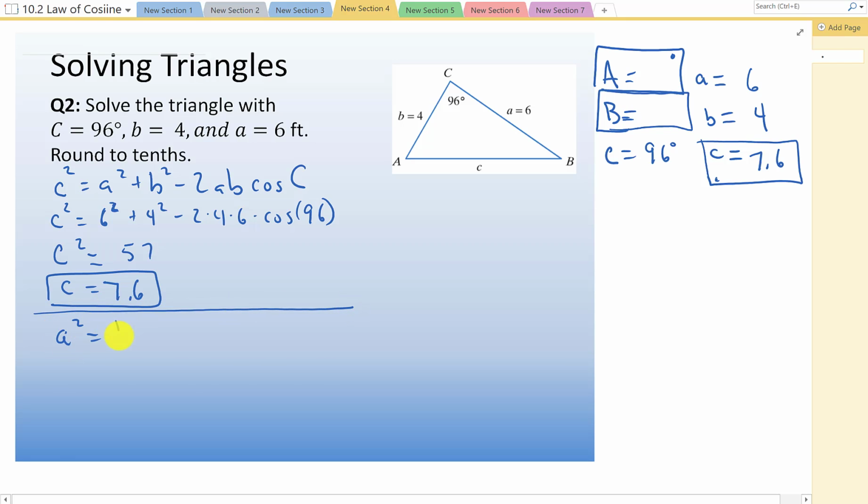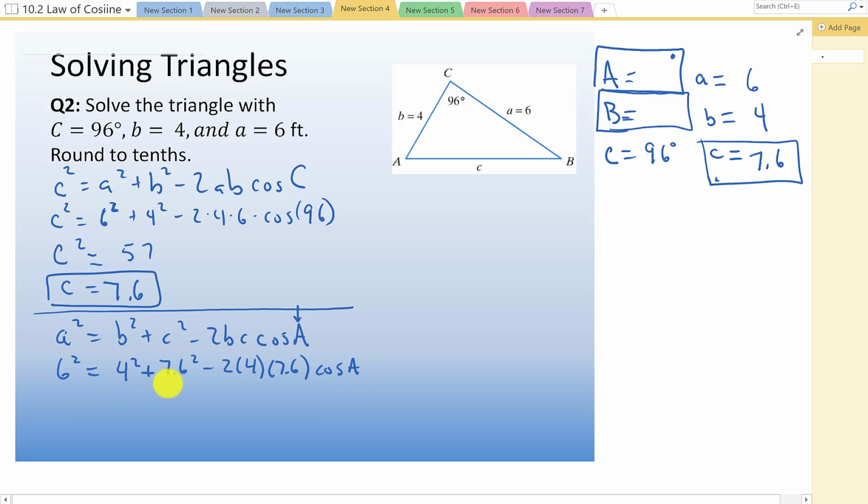A squared equals b squared plus c squared minus 2bc cosine of A. So now I can focus on cosine of A, because I know all the other things. I know the sides A, B, and C. So I'm going to plug all those in. So 6 squared equals 4 squared plus 7.6 squared minus 2 times 4 times 7.6 times cosine of A.